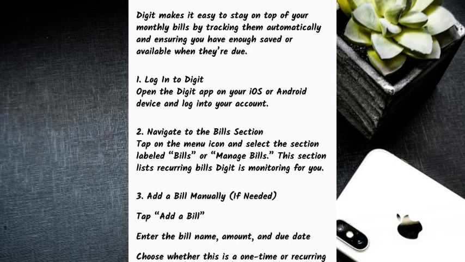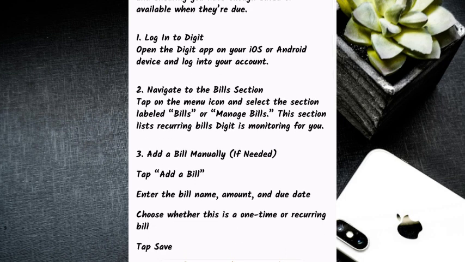So first step is going to be to log into Digit. So open the Digit app on your iOS or Android devices and log into your accounts. Next, navigate to the Bills section. Tap on the menu icon and select the section that's labeled Bills or Manage Bills. This section lists recurring bills that Digit is monitoring for you.